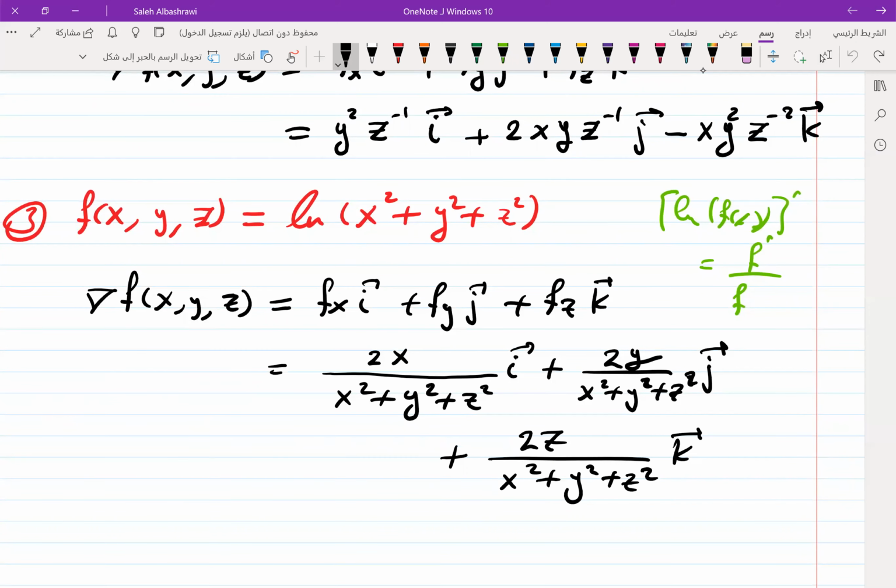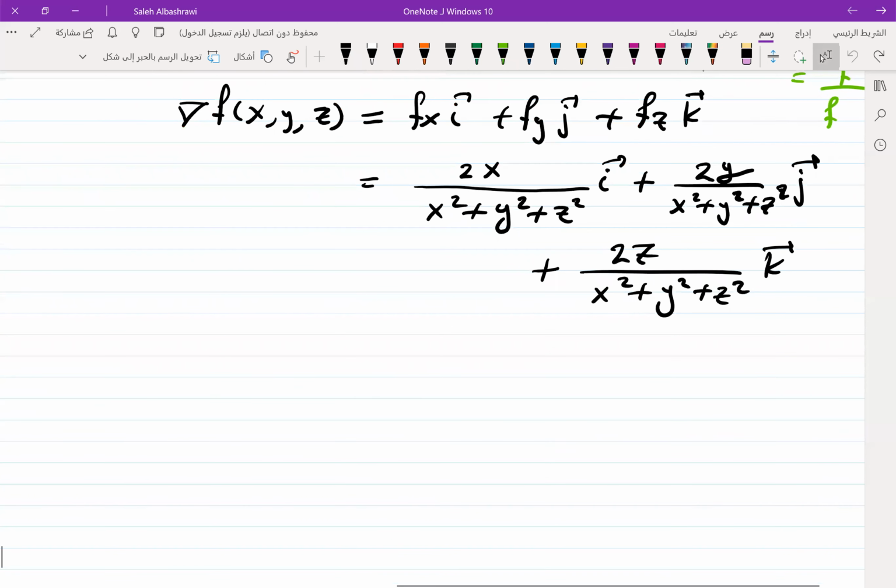Sometimes we need to find the gradient at a specific point. For example, let's find the gradient, or compute. Let's say not find.